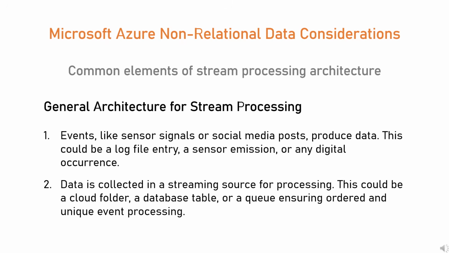Common elements of stream processing architecture. General architecture for stream processing. Events like sensor signals or social media posts produce data. This could be a log file entry, a sensor emission, or any digital occurrence. Data is collected in a streaming source for processing. This could be a cloud folder, a database table, or a queue ensuring ordered and unique event processing.